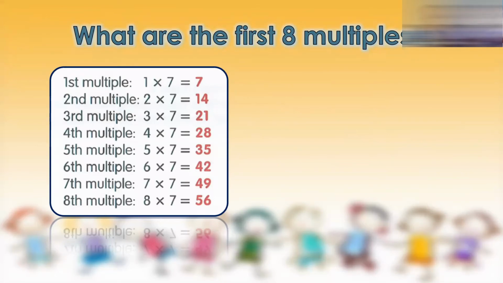Poy, what is the fifth multiple of 8? Fifth multiple of 8 is 40. Fifth means 5 times 8, that is 40. Okay? One more example. Let's try Enter.